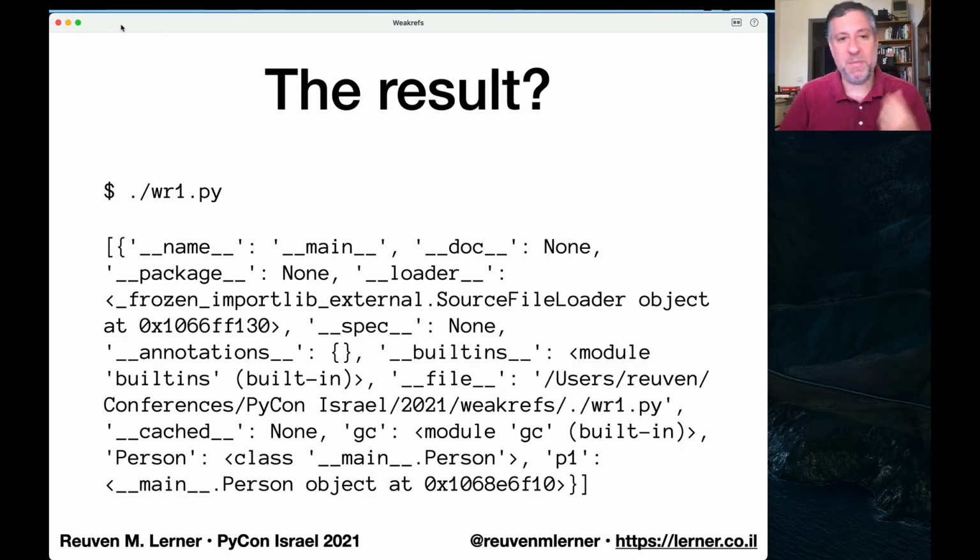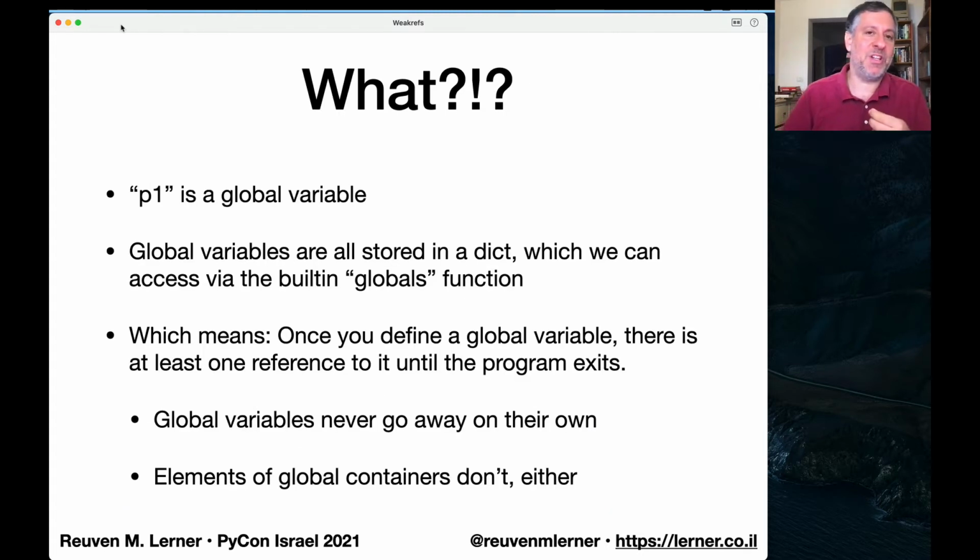Well, when I run the program that I just showed you, I get this. I get a list with one element in it, and that element is a dictionary. And at the end of that dictionary, we see p1, __main__, Person, object, blah, blah, blah. Where is this dictionary coming from? What is this? Well, this is actually our global variable scope. This is the dictionary containing all of our global variables, and we can get that if we run the globals function. That's a built-in function that's always available. So p1 is a global variable. That means it's a key in the globals dictionary.